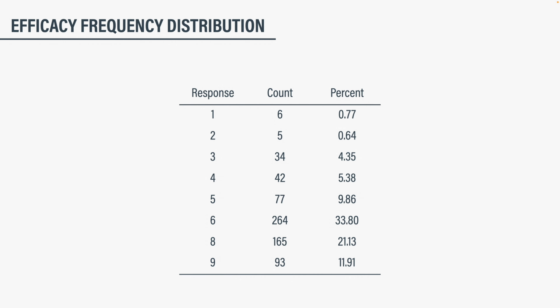This is a frequency distribution of the 9-point self-efficacy variable. Notice that the lowest two categories each comprise fewer than 1% of the observed responses. In this case, there's simply not enough data to estimate those threshold parameters. The best option would be to create a new 6-point variable that collapses the bottom three categories.